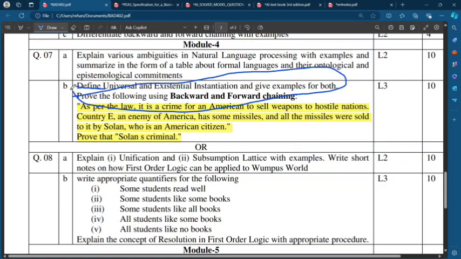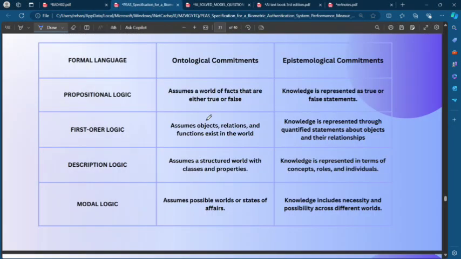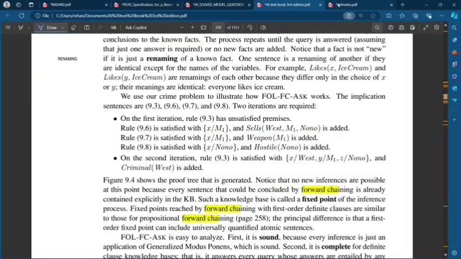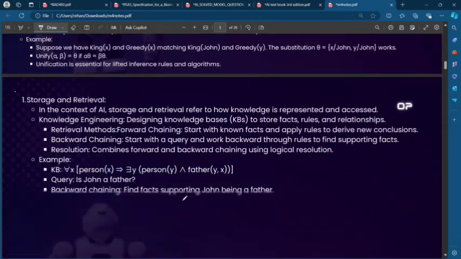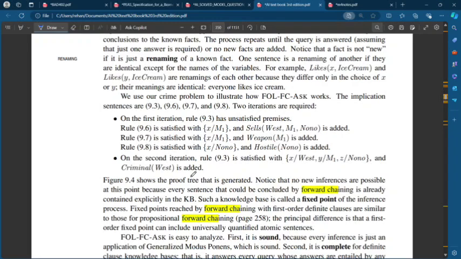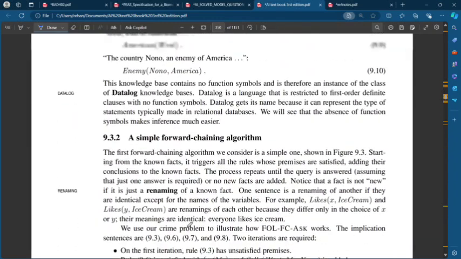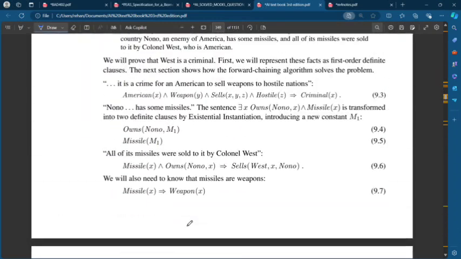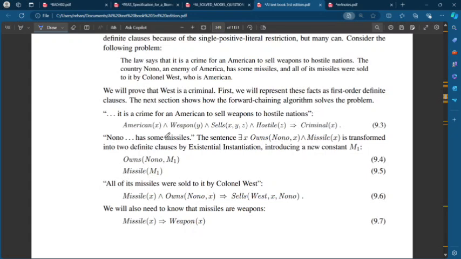Now they are using backward and forward chaining, and they are asking us to derive this. I think the textbook will help us more over here. Forward chaining. See here, these are the things we need to derive. Let me just highlight this.